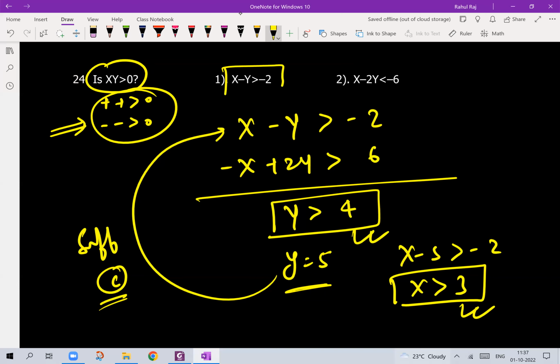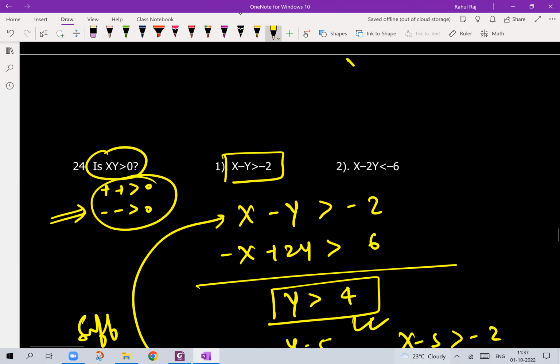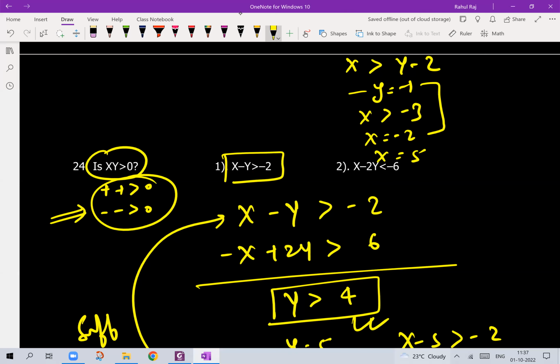So when I did statement number 1 alone, see that it says x is greater than y minus 2. Why did I take y equal to minus 1? It is for my own convenience that if I take y equal to minus 1, x will be greater than negative 3. And if x is greater than negative 3, x is negative 2. Can I say x and y are of same sign? Yes. But if x is greater than negative 3, x can be 5 also. Can I say they are of opposite sign? Yes. This is the entire thought process that you should have while you are solving the question.